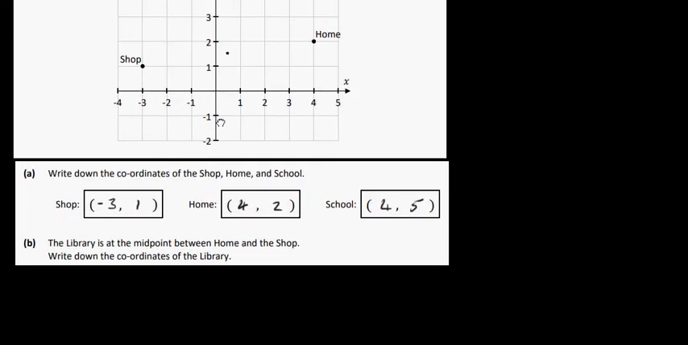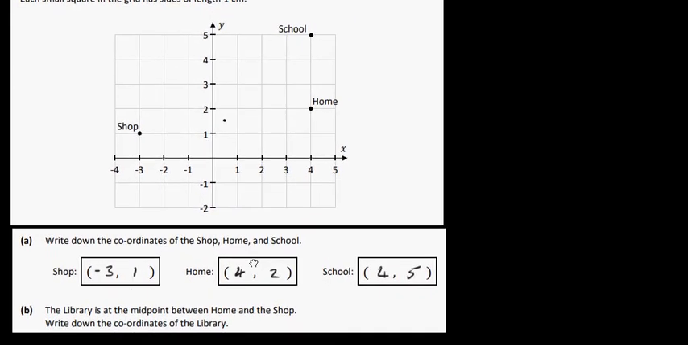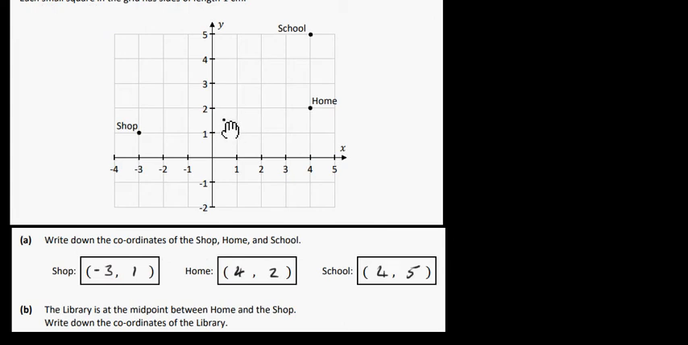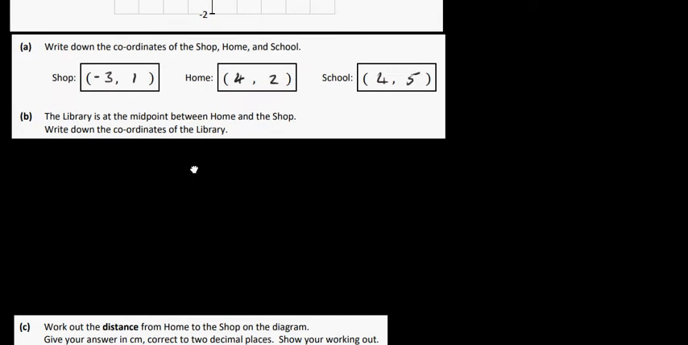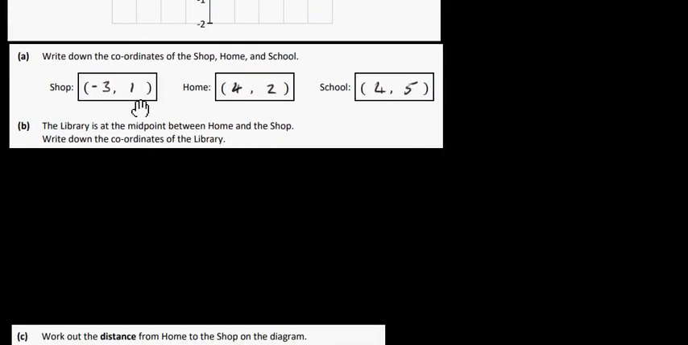Okay, so the library is at the midpoint between the home and the shop. Write down the coordinates of the library. So actually I have it marked in here. It's roughly here, just by eye anyway, so let's work it out. Now it's between the home and the shop, so these 2 points here. So we're just going to do the midpoint formula, which is the mean of the x's and the mean of the y's.